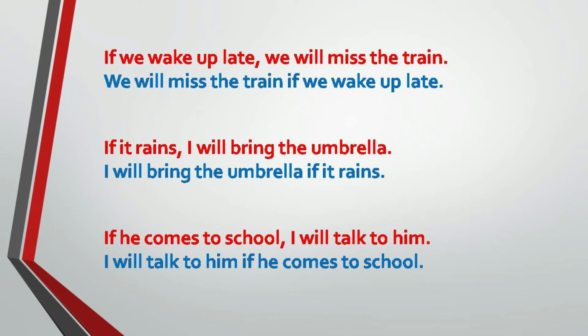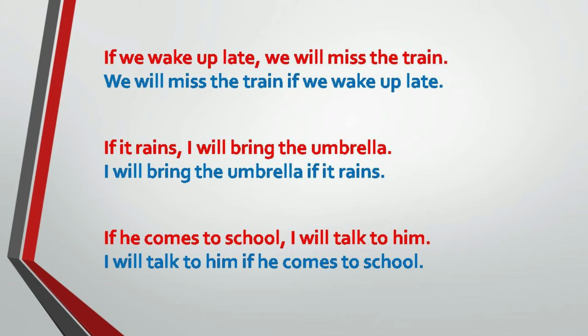Students, in this slide I have given you 3 examples and I have shown you both ways of writing, using the if clause and the main clause first. So for the first one, if we wake up late, we will miss the train. Here I have used the if clause first, so I have put a comma after the if clause. The next one, we will miss the train if we wake up late. For the second sentence, I have used the main clause first, so there is no need to put a comma in between the clauses.